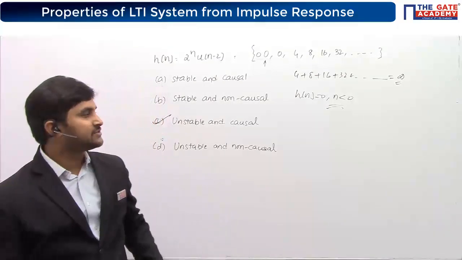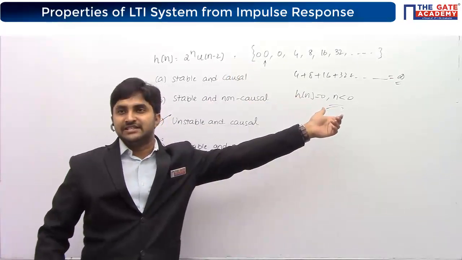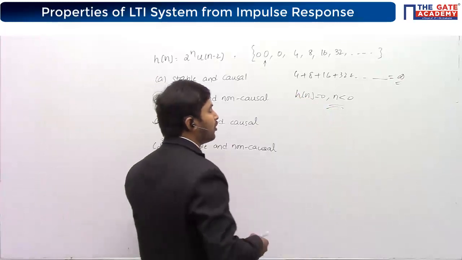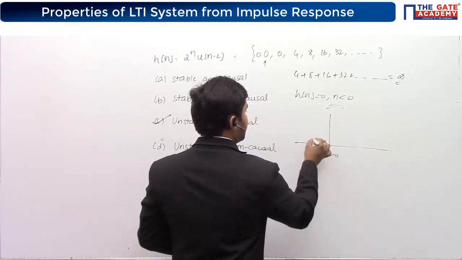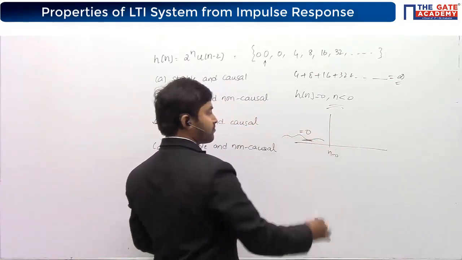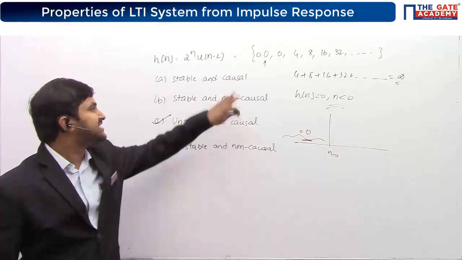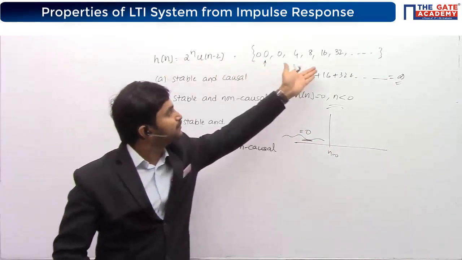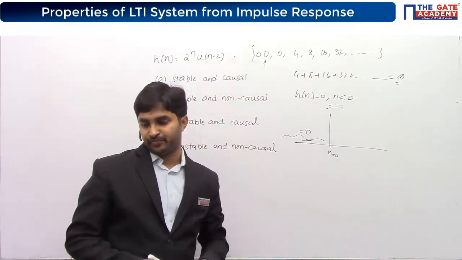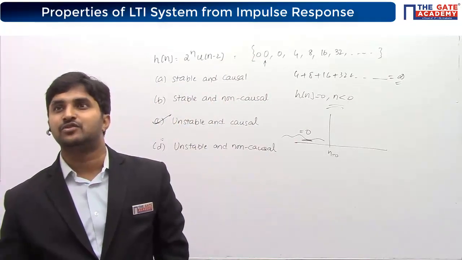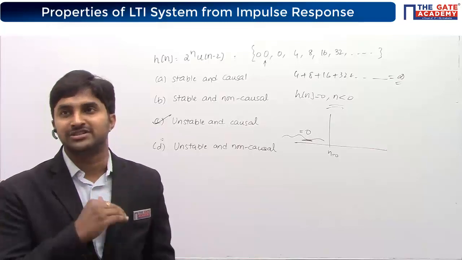I'll explain causality. Causality is nothing but h of n is equal to 0 for n less than 0. If you are talking about the h of n plot, this is n equal to 0. Here, h of n should be equal to 0. If this is satisfied, then we can say the system is causal in nature. In this case, as I expand it, for n less than 0, the value is going to be 0. Because it is satisfied, we call this particular system a causal system.